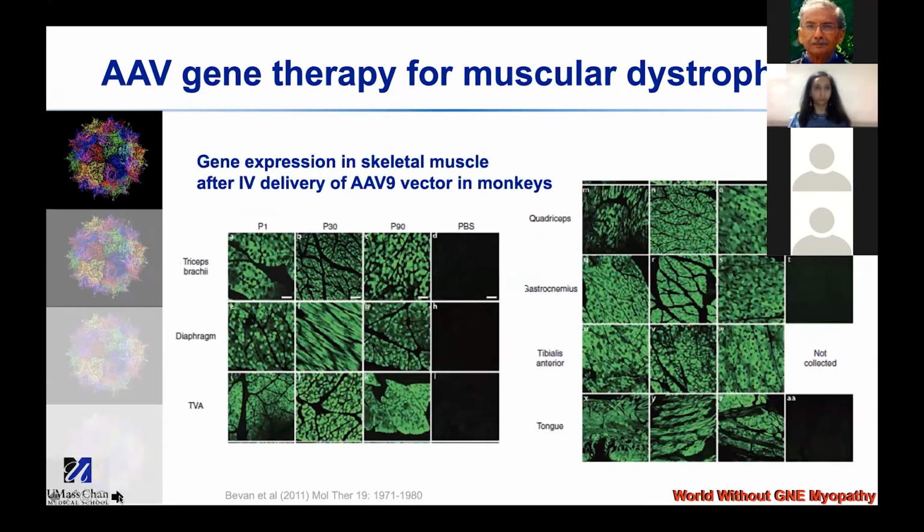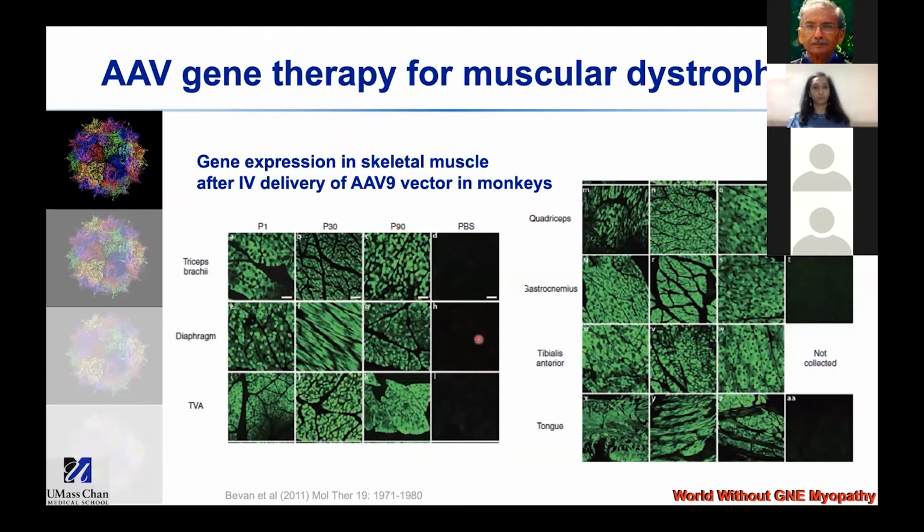One of the things that we're quite fortunate is that I mentioned before, the discovery of AAV9. The first thing that AAV9 became famous for is its ability to cross the blood-brain barrier. But it turns out that it can actually mediate gene transfer to muscle at extremely high efficiency. And what you have here is monkeys that were treated at different ages, at 1 day of age, 30 days of age, 90 days of age, with an AAV vector expressing a green fluorescent protein.